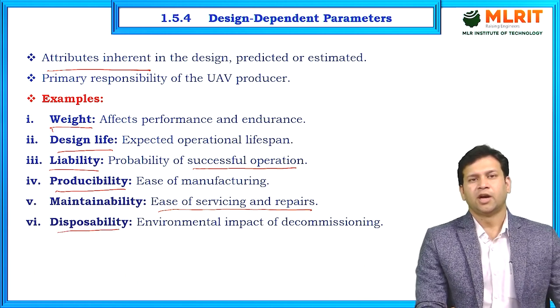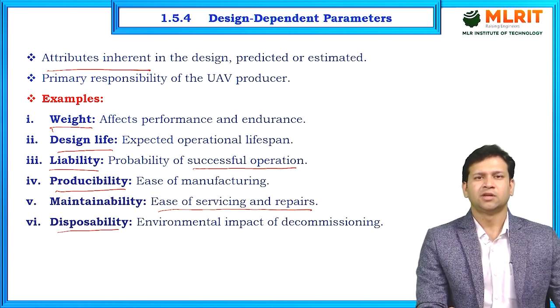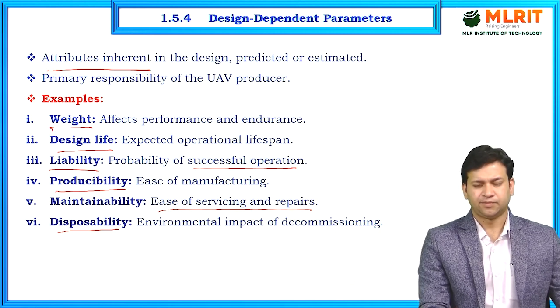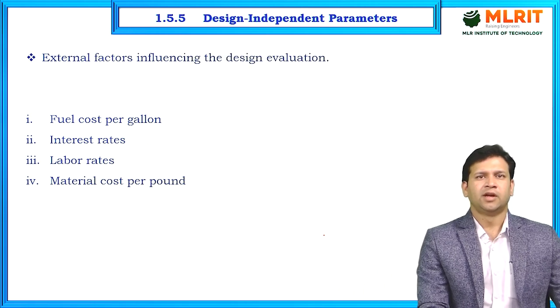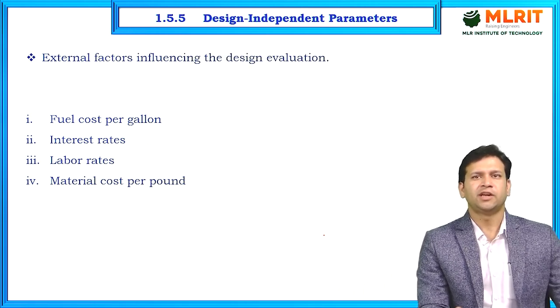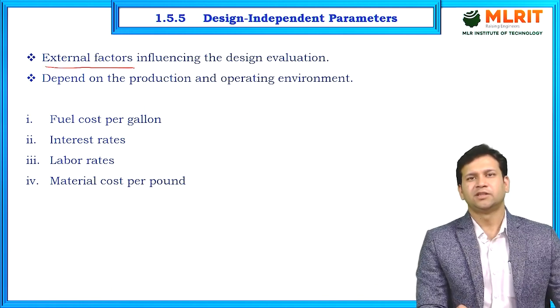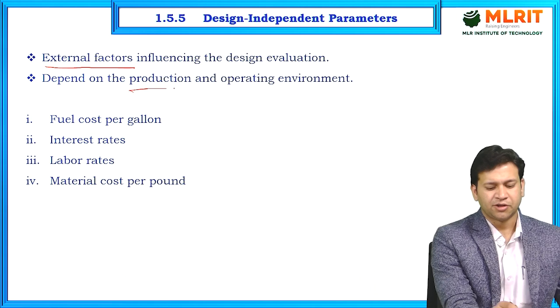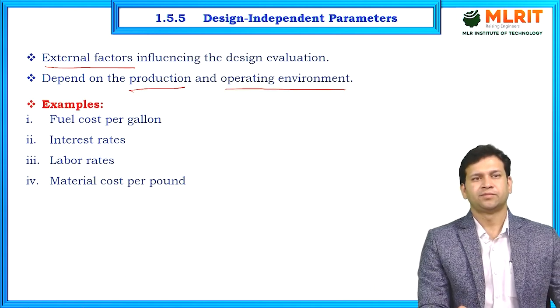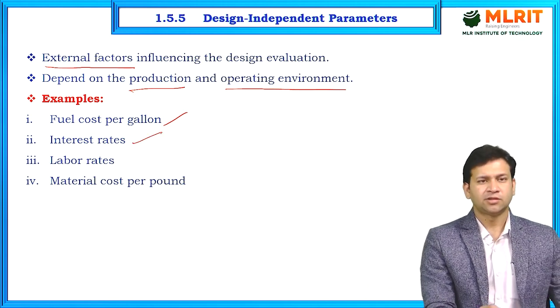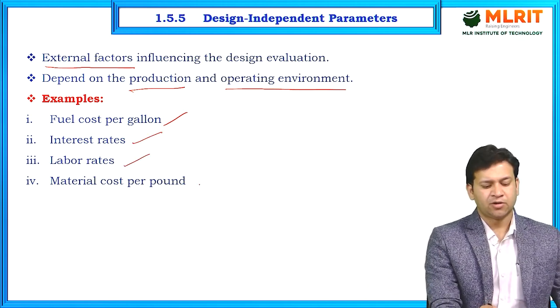Disposability. Environmental impact of decommissioning. Once the unmanned air vehicle completes its technical life, what is the procedure for disposal? Even that has to be considered at the time of designing these unmanned air vehicles. And apart from design dependent parameters, we have a few design independent parameters, such as external factors influencing the design evaluation, which are dependent on production and operating environment. Examples: fuel cost per gallon, interest rates, labor rates, material cost per pound.